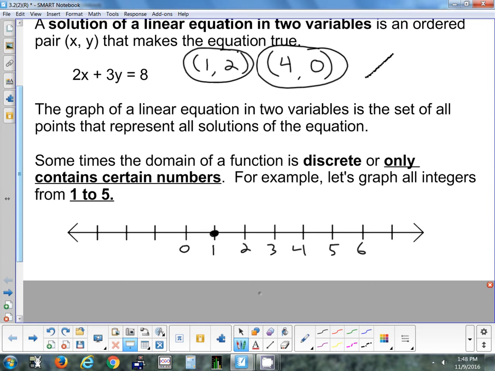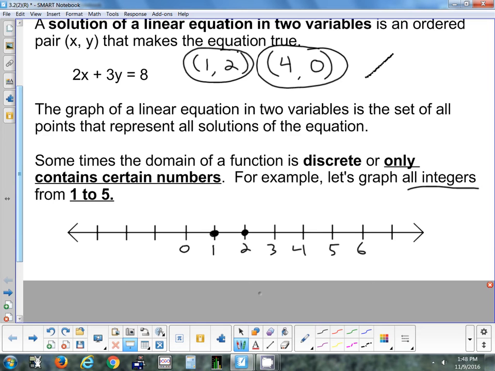Because it's not on the graph. Well, it's on the graph in between 1 and 2. But it's not an integer. Okay, they said to graph integers. Integers are not decimals. So you're going to skip every decimal between 1 and the next integer is 2.